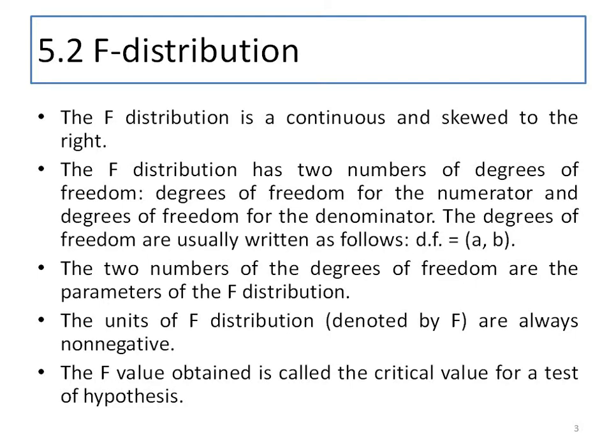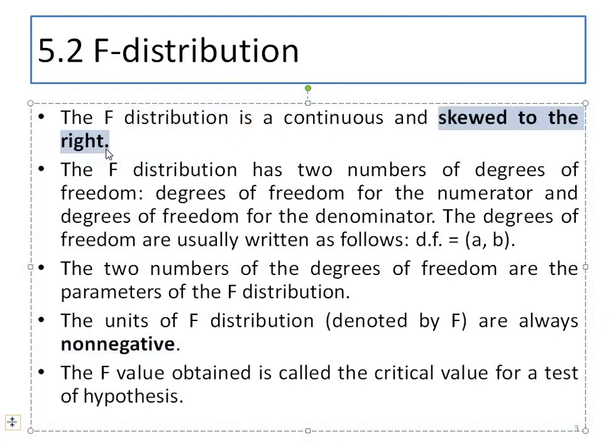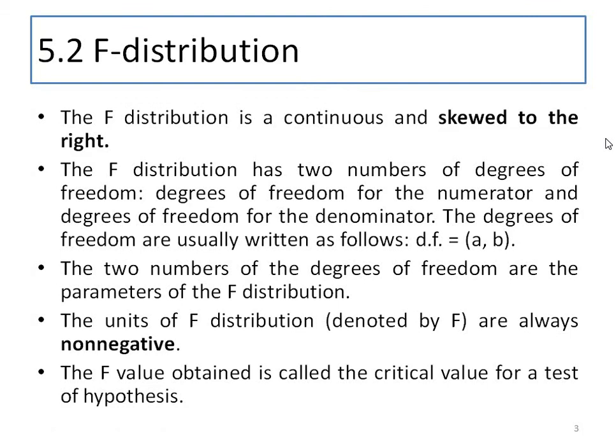The F distribution is continuous and skewed to the right. The F distribution has two degrees of freedom. That is, we write it like this: degrees of freedom equal to A, B. The two degrees of freedom are the parameters of the F distribution. The values of the F distribution are always non-negative. Why always non-negative? Because it is skewed to the right. The F value obtained is called the critical value for a test of hypothesis.